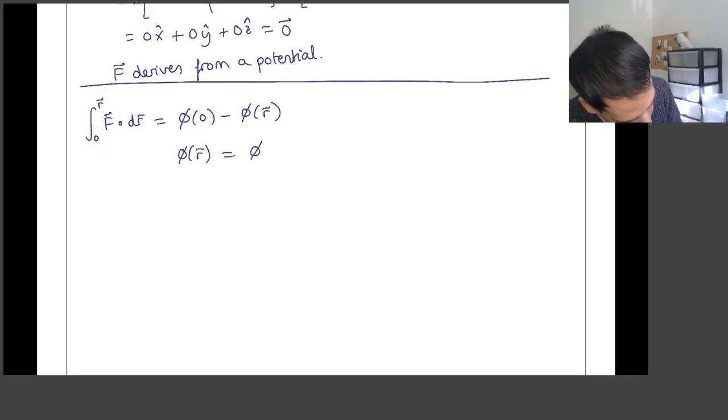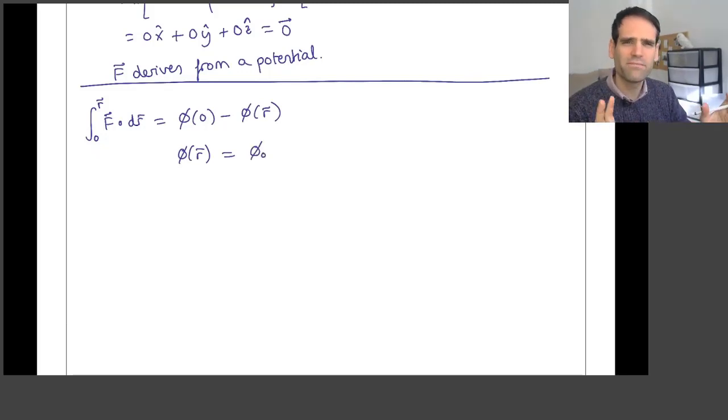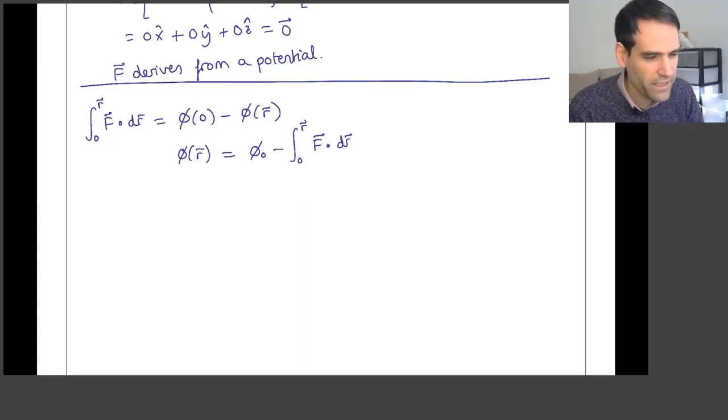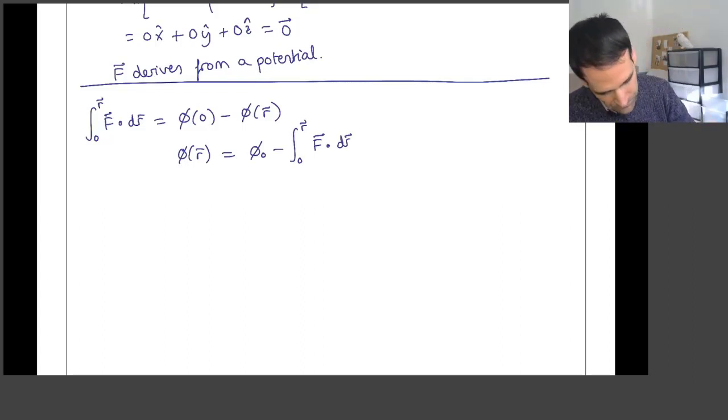Okay, and therefore if we solve for the potential at any point r, we find that this is equal to the potential at the origin, which is just a reference constant, we can call it phi 0, minus the integral from 0 to r of f dot dr. So now we can do this integral in any way we want, okay?